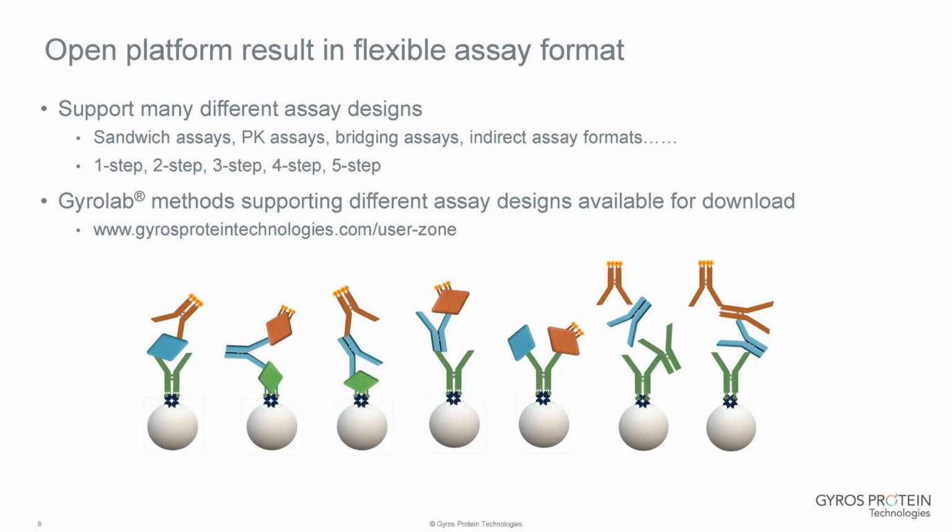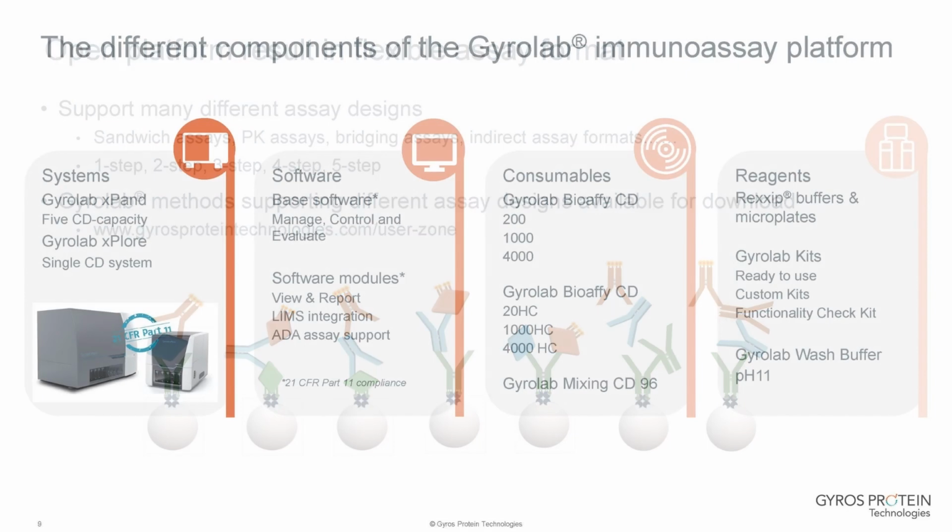The platform is an open platform, which gives a very flexible approach. It can support many different assay designs: sandwich assays, PK assays, bridging assays, indirect assay formats. We can have a 1-step, 2-step, 3-step, 4-step and 5-step, for example. And all these methods can be downloaded from our user zone. So our end users have a lot of flexibility in how they use the platform.